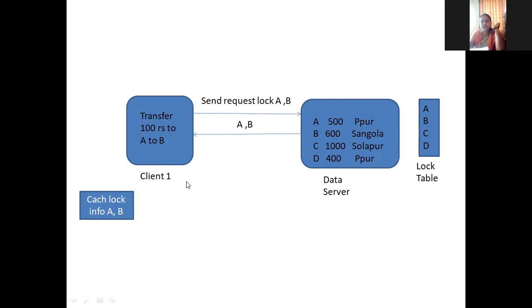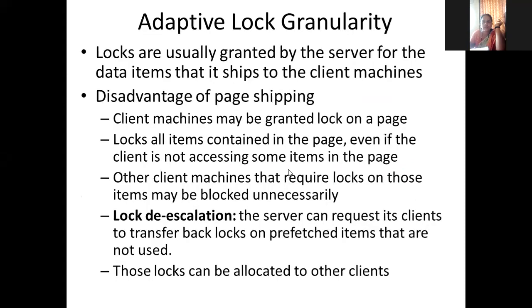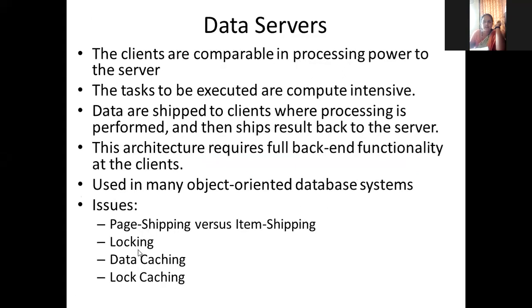Server system architecture is broadly categorized into two types, transaction server and data server. Transaction server is used for the relational database system and data server is used for the object-oriented database system. In the data server, the issues are these four: page shipping versus atom shipping, locking, data caching, and lock caching. These are the issues when you are using a data server.